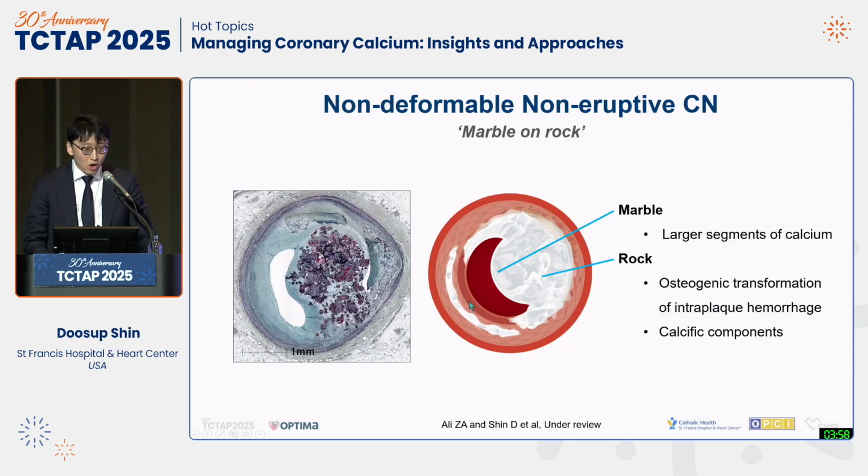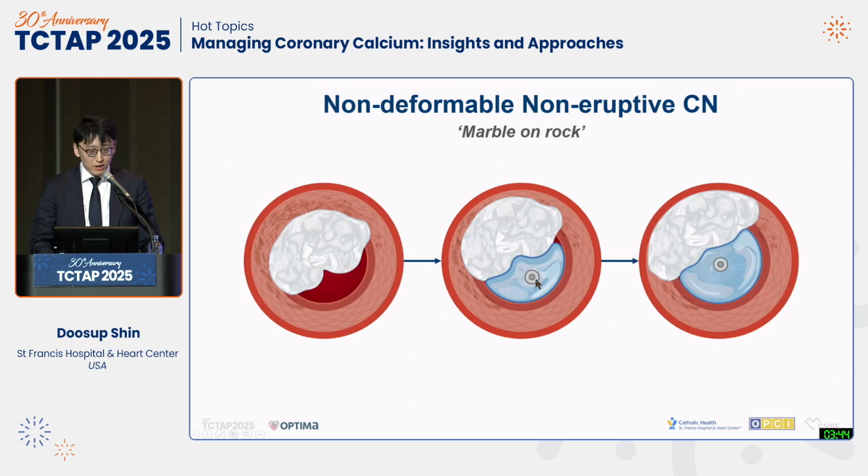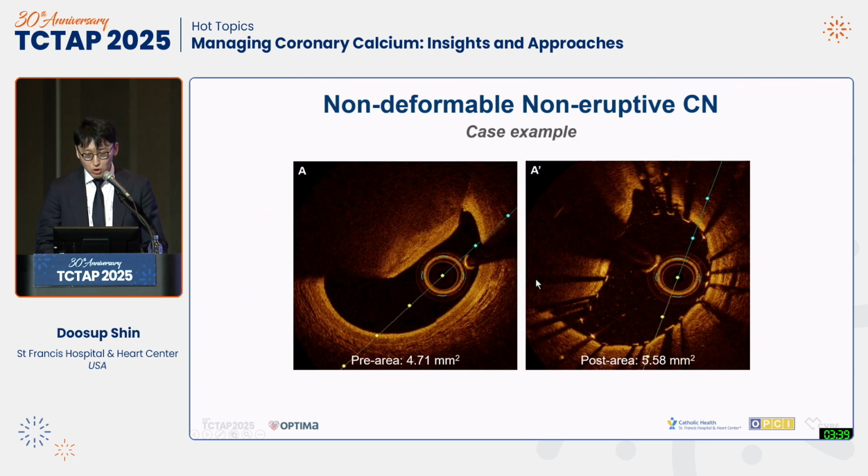However, one-third of non-eruptive calcified nodules have been shown to be non-deformable, and that's called the marble and rock theory. If you have hard material, usually osteogenic transformation of the intraplaque hemorrhage and calcific components inside, you really don't have any space to push the nodule away. So it usually results in this kind of asymmetric stent expansion after you place a stent.